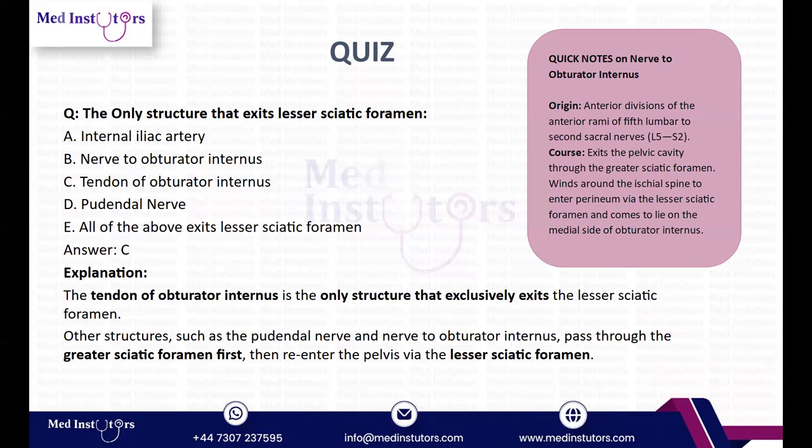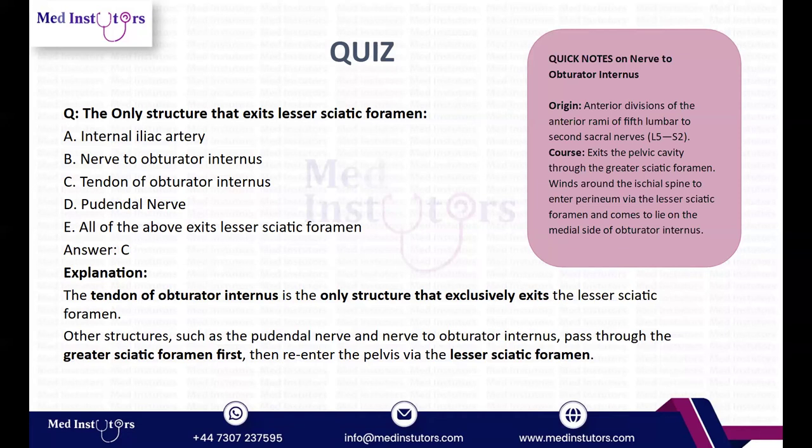Internal iliac artery is not the content of the lesser sciatic foramen, so it is completely ruled out. Then we have the nerve to obturator internus and the pudendal nerve. Yes, both of them are contents of the lesser sciatic foramen. But these nerves pass through the greater sciatic foramen, and they don't classically leave the pelvis. They pass through the lesser sciatic foramen but re-enter the pelvic area. So the only content which classically exits the lesser sciatic foramen is the tendon of obturator internus.